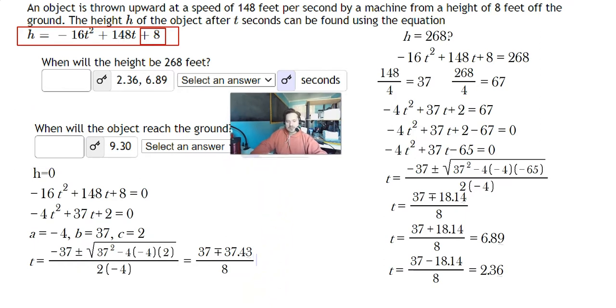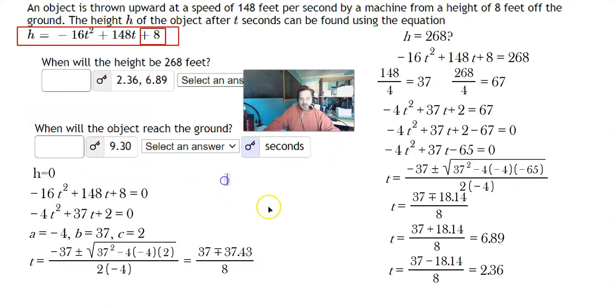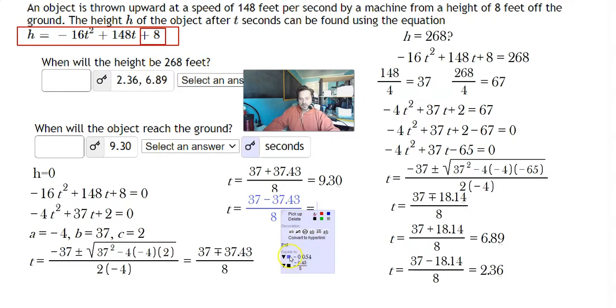Separate these into separate answers. Let me do that right now. In other words, one t will be 37 plus 37.43 divided by 8. So punch this again into your calculator. I'm taking the one with the plus here. That gives you 9.30, and that's the one that we want. And then the other t, it seems like there's another t there, so let's find it. 37 minus 37.43, and this is divided by 8. You punch this into your calculator, and that gives you a value that's negative right here.